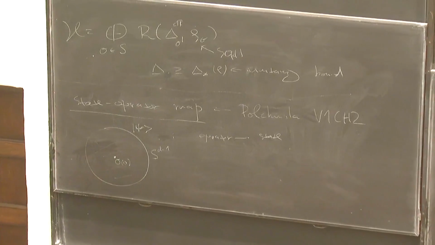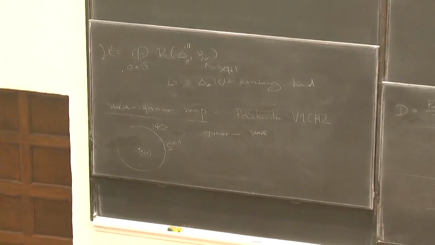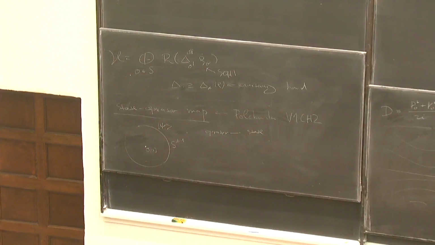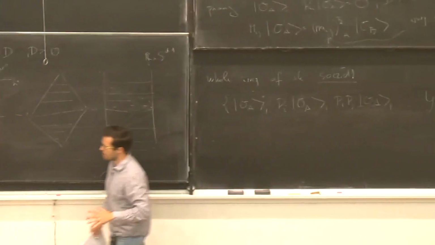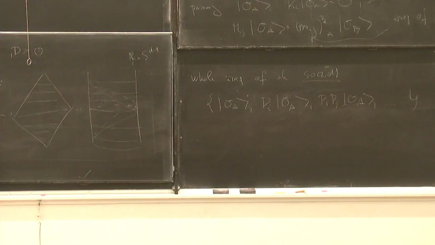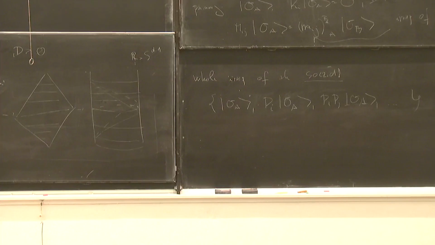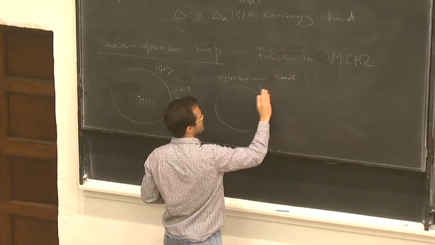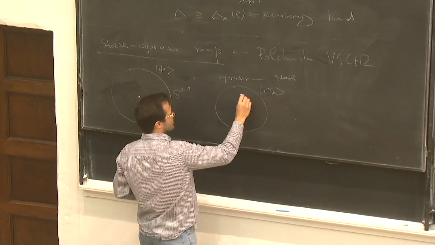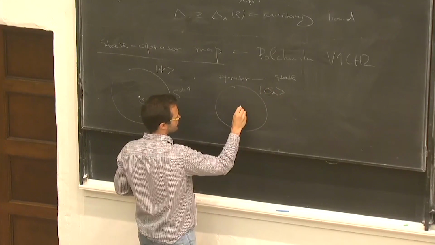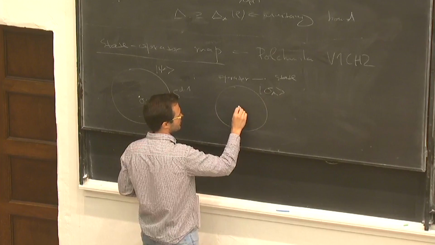If you take, for example, the primary or a specific descendant, as long as you don't take infinite linear combinations with many different scaling dimensions, you can actually reverse this process. You can start with some state, say this O_A, and you can undo the path integral and find a nice local operator in here.